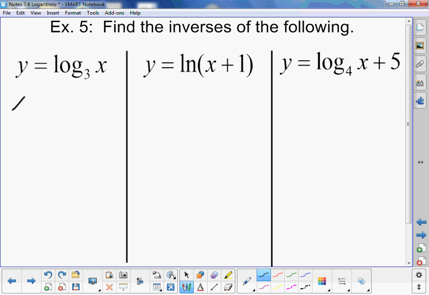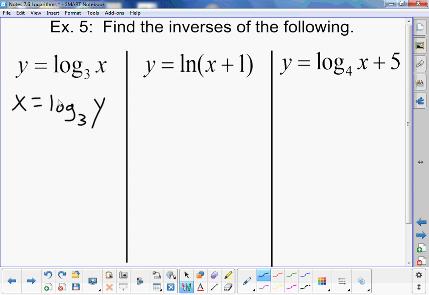So this will be x equals log base 3 of y. Now we need to make sure that our logarithm expression is isolated, meaning there's nothing outside of it. For a logarithm to be an entire expression, you have to have the log, the base, and something that the log is being done to. So it's being done to the y. Now there's nothing else on the outside like a little +1 or divided by something. So this is already isolated.